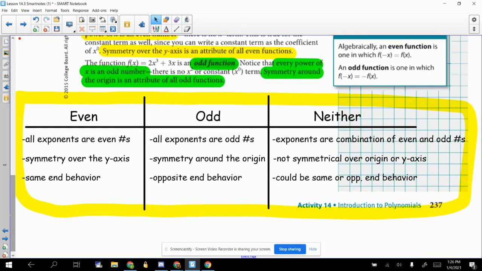Okay. And then last, there are functions that are neither even nor odd, and those have a combination of even and odd exponents. It is not symmetrical over the origin or the y-axis, and the end behavior could be the same direction or opposite directions. Okay, so that's kind of just a quick way to tell whether a function is even, odd, or neither. So again, if you didn't have enough time to jot this down, I would pause the video and make sure you have it written down.